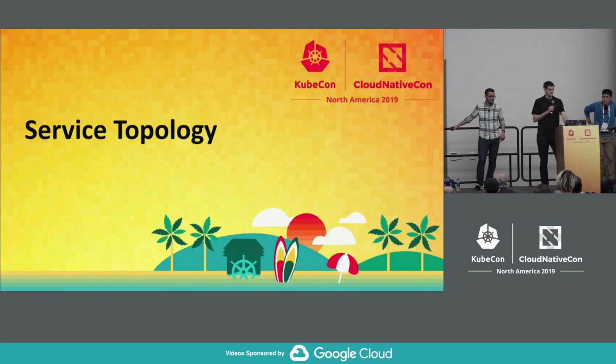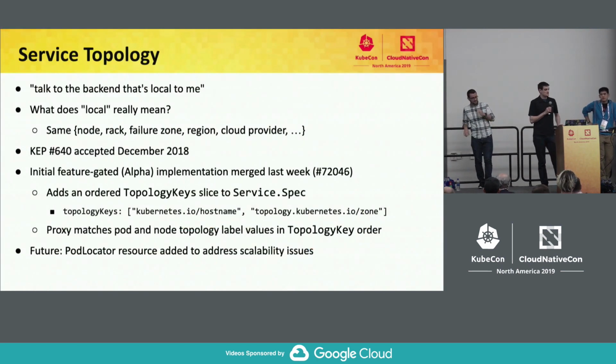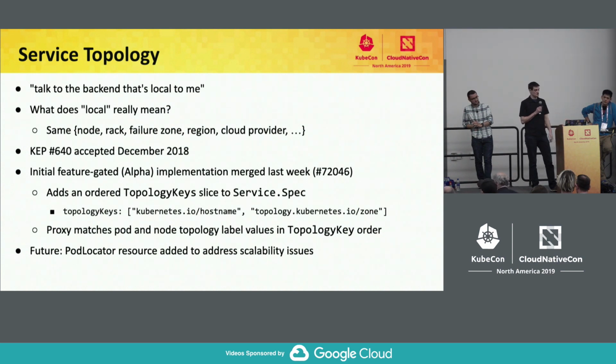Service topology. This is something that is also relatively new in Kubernetes. We've been talking about it for probably a better part of a year, and even just last week some cool stuff happened, so we're starting on that road. But at its base, service topology tries to answer the question, how can I talk to a pod that's as close to me or as local to me as possible?